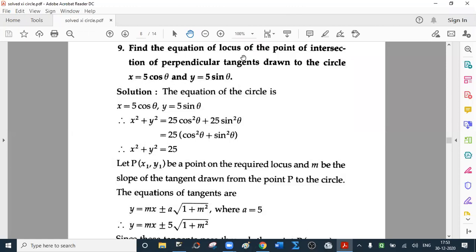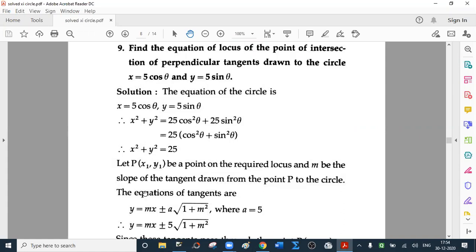Find the equation of locus of point of intersection of perpendicular tangents drawn to the circle. Basically, the equation of the circle is given in parametric form. You have to obtain that in Cartesian form. So eliminate theta. So this circle is simply x² + y² = 25. How to get this? On squaring and adding. Let P(x1, y1) be a point on the required locus and m be the slope of tangent drawn from the point P to the circle.